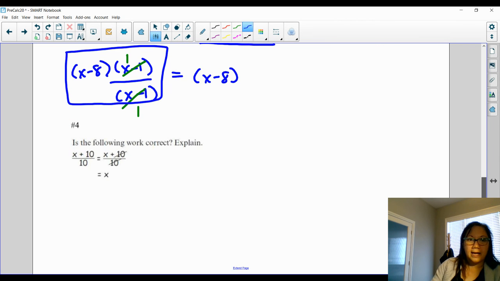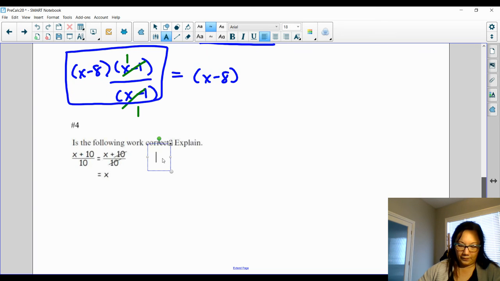Okay, let's take a look at this last one. Is the following work correct? This is something that I see in a lot of students' work. So can you find the mistake, or is it okay? So somebody had an expression of x plus 10 over 10. They canceled the 10s and told me that that was just x. And that is a big and common mistake.